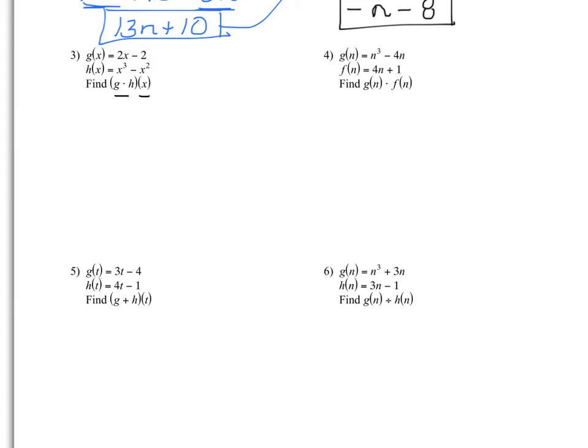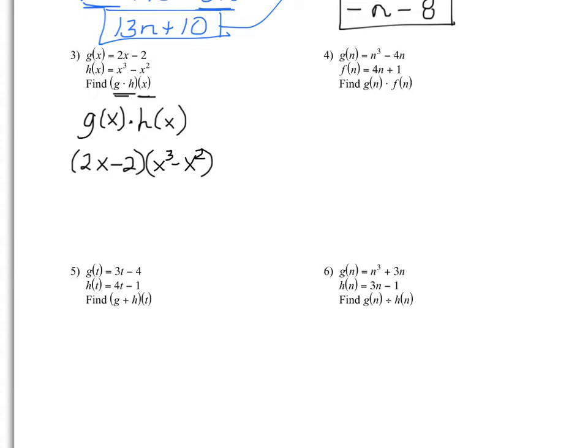Now this is not g circle, this is g times h of x. So I'm going to take g of x, I'm going to multiply it times h of x is what this means. So we're going to take g of x, which is, I'll change back to my other cursor, this one right here, 2x minus 2. So I'll go 2x minus 2 in parentheses. I'm going to multiply it by h of x. So let's figure out what h of x is. Well, h of x is this x cubed minus x squared. So I'm going to go x cubed minus x squared.